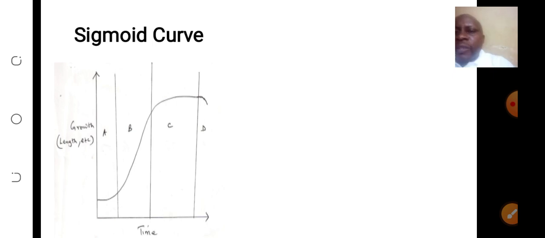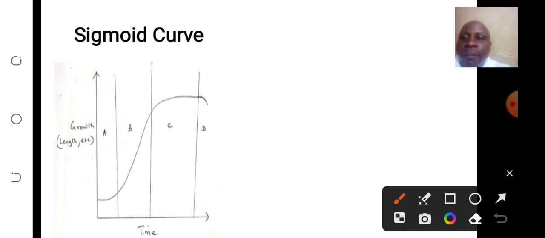In region A, as you can see here, there is actually slow growth rate. The growth rate is very slow. Why do you think growth rate at region A is slow? What is the name of this particular phase? You'll answer it. B, what happens to B? There is a rapid growth rate. You are able to see here that there is a rapid increase in growth at that particular time. Why? So you think about it.